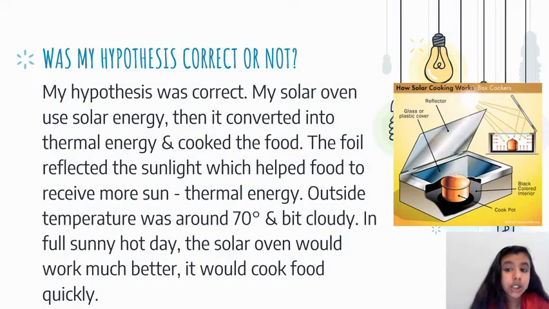Was my hypothesis correct or not? My hypothesis was correct. My solar oven used solar energy, and then it converted it to thermal energy and cooked the food. The foil reflected the sunlight, which helped the food receive more sun and thermal energy. Outside, the temperature was around 70 degrees Fahrenheit and a bit cloudy. On a full sunny hot day, the solar oven would work much better and it would cook food quickly.